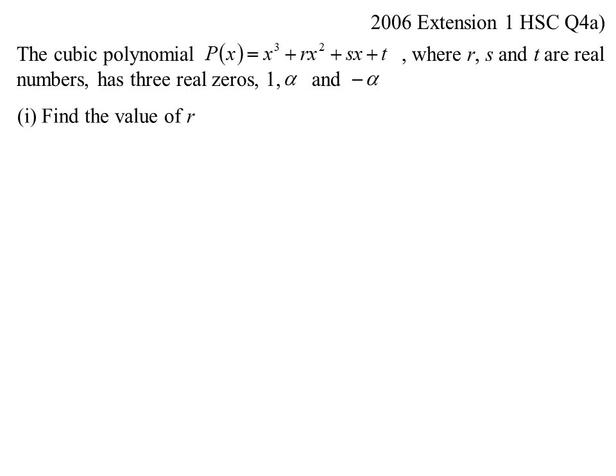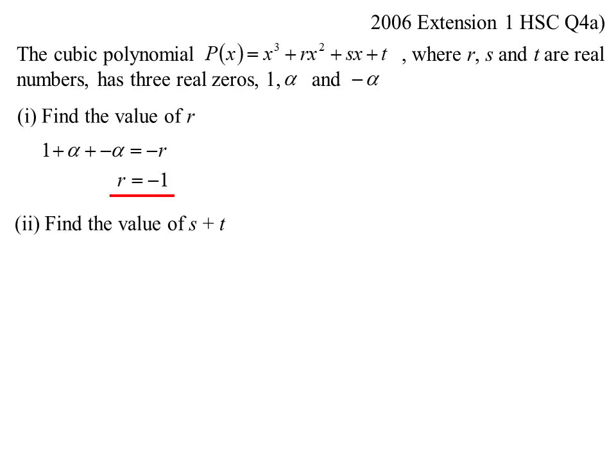Cubic polynomial. This time there's r, s and t we don't know, they're just real numbers. We have real zeros 1, alpha and negative alpha. Find the value of r. Well, in this case, when I've got alpha and negative alpha, I know when I add them together it'll disappear. So it does make sense to look at 1 at a time. It also makes sense because r is the coefficient of x squared. So we get simply that r is negative 1.